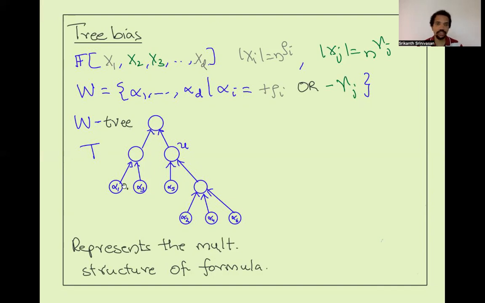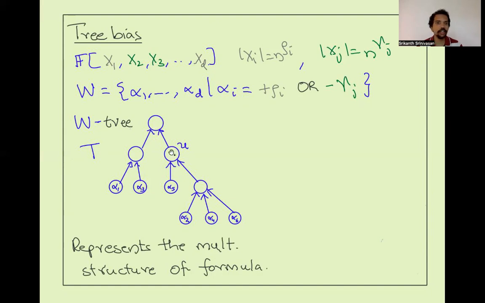So what's a W tree? It's just a tree, the leaves of which are labeled by elements of the set W. Okay, so here in this case, I'm assuming D is 6, so this is the tree. And now, given such a W tree, I'm going to define a notion of complexity for this W tree. So what's this notion of complexity?